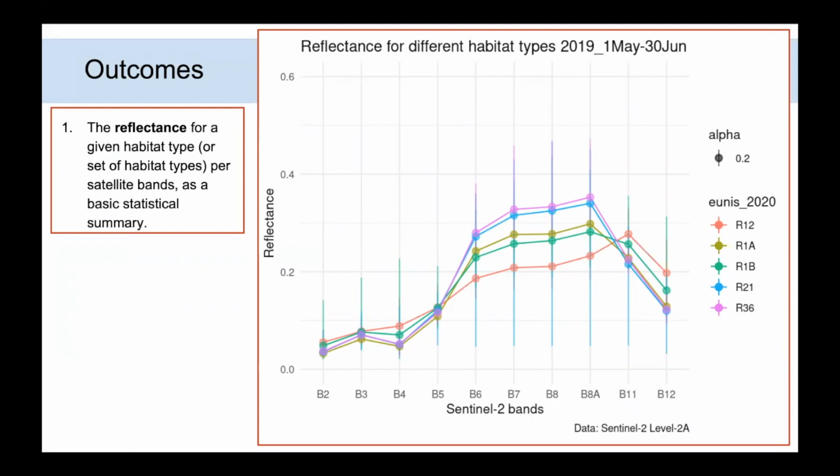As a result, using our tool, we could obtain three types of exploratory visualizations. First is the reflectance for a given habitat type or set of habitat types per satellite band with some basic statistical summary. You can see on the graph, as an example, a set of all grassland types, which is group R in the habitat classification of the studied territory.